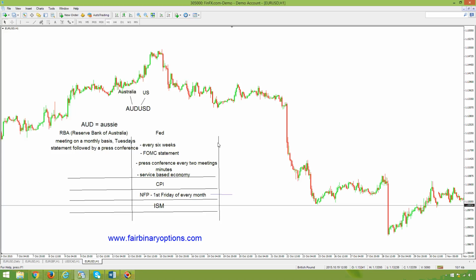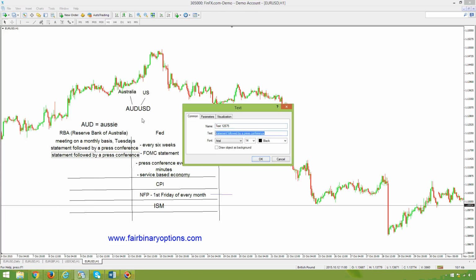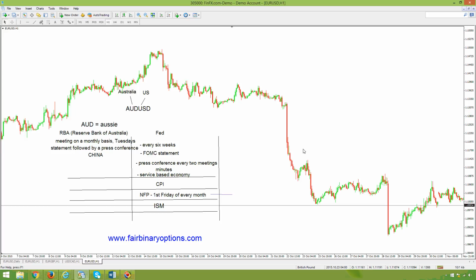What else matters for the Australian dollar and for the Australian economy? Well, one big word comes here: China. Whatever happens with the Chinese economy is of vital importance to the Australian economy, because more than 30% of Australian exports are going to China.